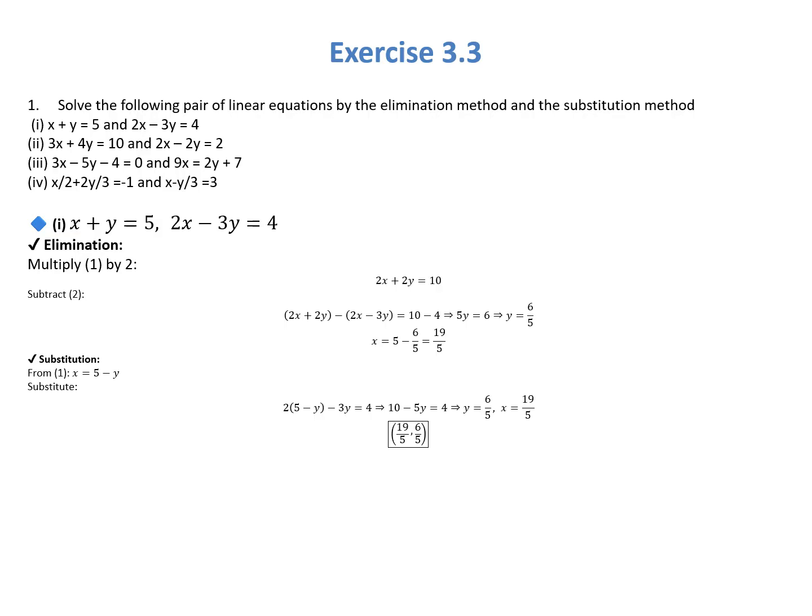So what we'll do, we'll multiply the first equation by 2. So 2 into x plus 2y is equal to 10. Now our 2x minus 3y is the second equation. What we'll do is subtract the second from the first, and upon solving the equations we get the value of y as 6/5, and we put this value of 6/5 in the first equation, we get the answer as 19.5.